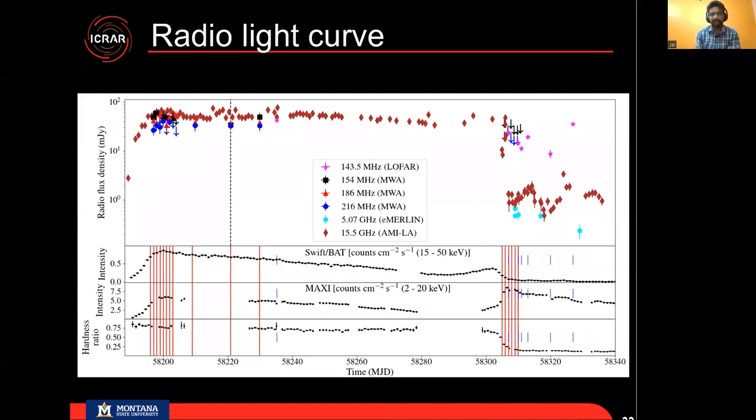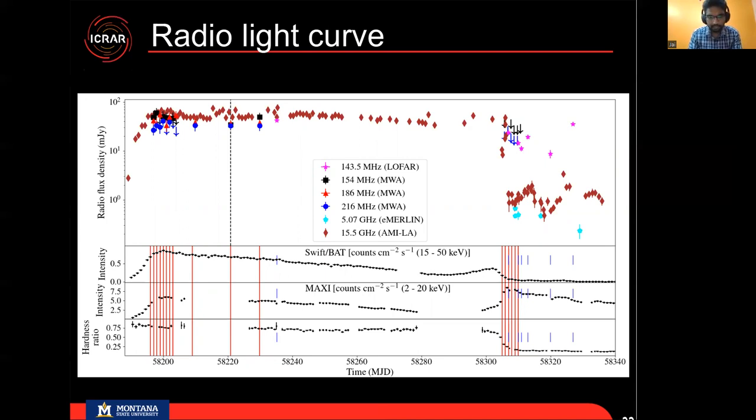So when we look at the broadband light curve, you can see that the first one, the diamond one, is from ATCA. And then in blue, you can see our MWA detections. In the bottom three panels, I have shown the Swift BAT, MAXI, and the hardness ratio, just to show where we are detecting our hard state and when we are detecting the transition of the states.